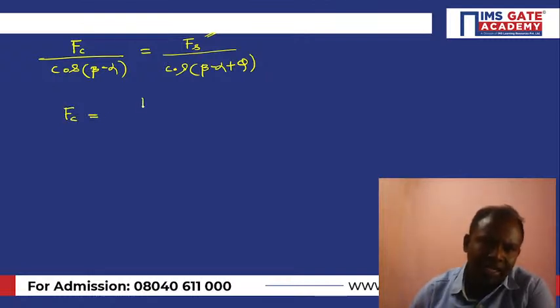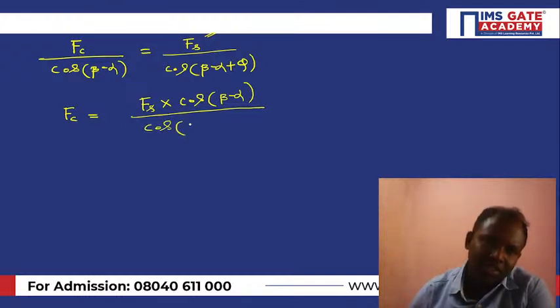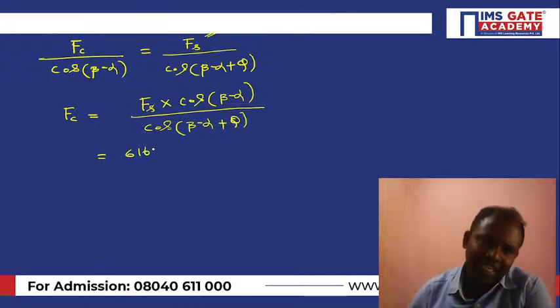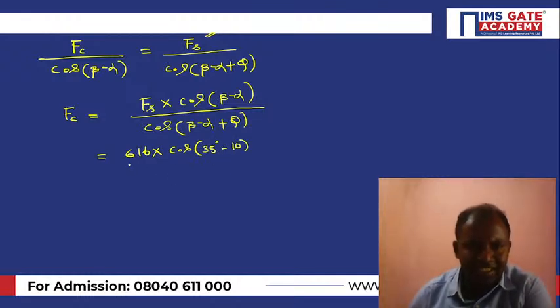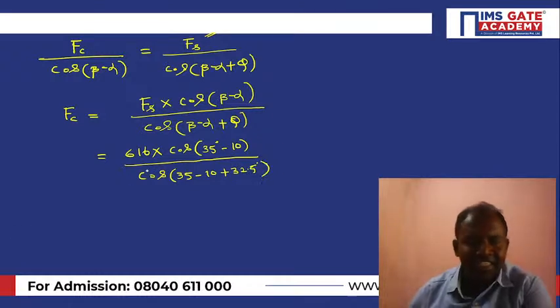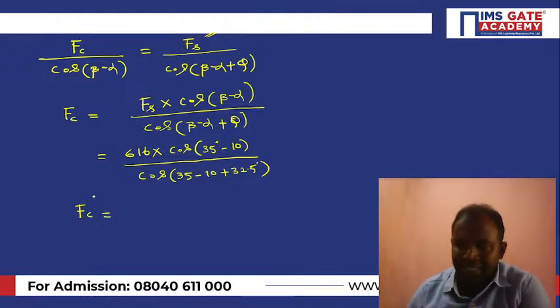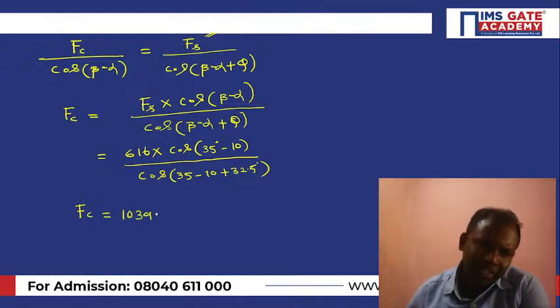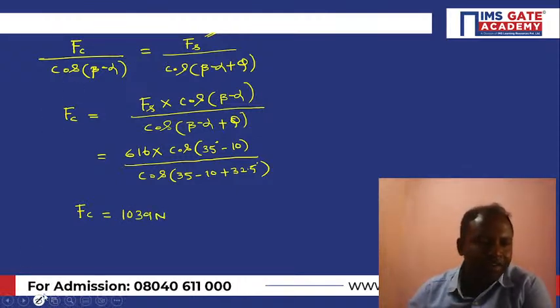So Fc equals Fs into cos of beta minus alpha divided by cos of beta minus alpha plus phi. Now Fs is 616 into cos of beta, which is 35 degrees, minus alpha, which is 10 degrees, divided by cos of 35 minus 10 degrees plus 32.5 degrees, isn't it, guys? From there you are going to get Fc as 1039 newtons. So this relation you need to get from the Merchant circle.